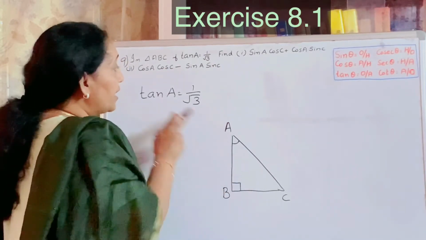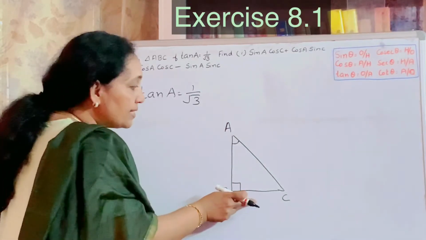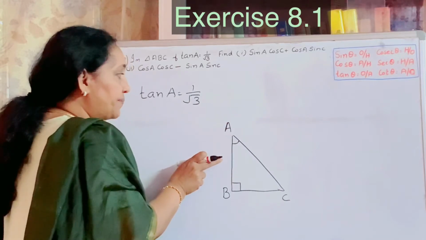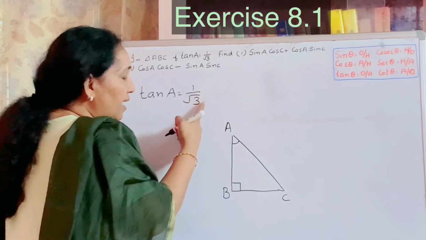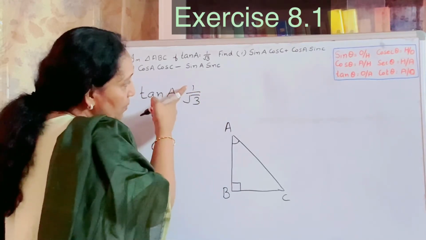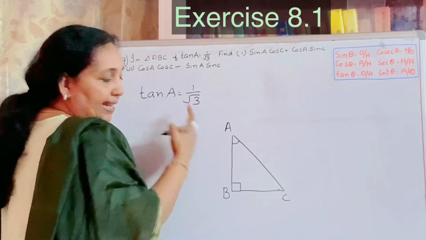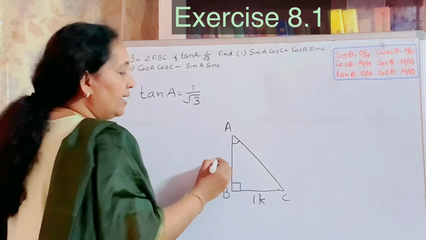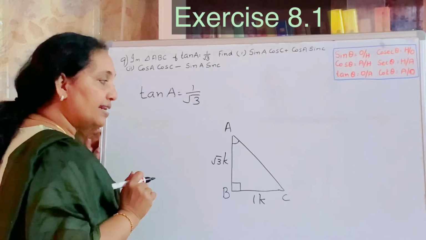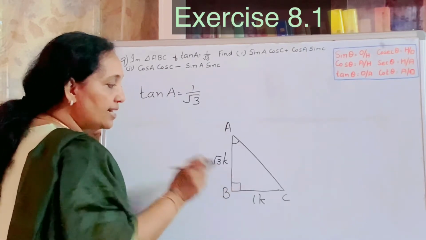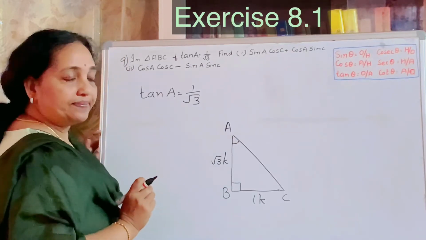So a ratio is what is given to us. So how do we write the sides? Tan is opposite side to adjacent side. So you take the opposite side as 1k and the adjacent side as root 3k. 1k, root 3k. Now in right triangle ABC, these two sides are there. So find AC by using Pythagoras theorem.